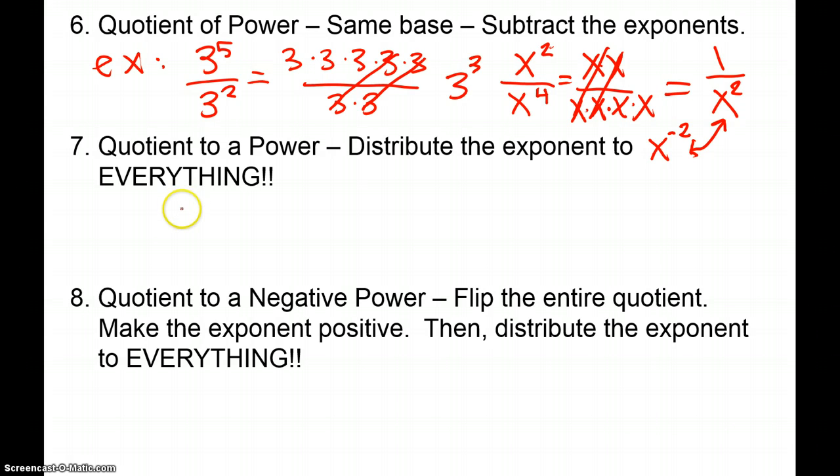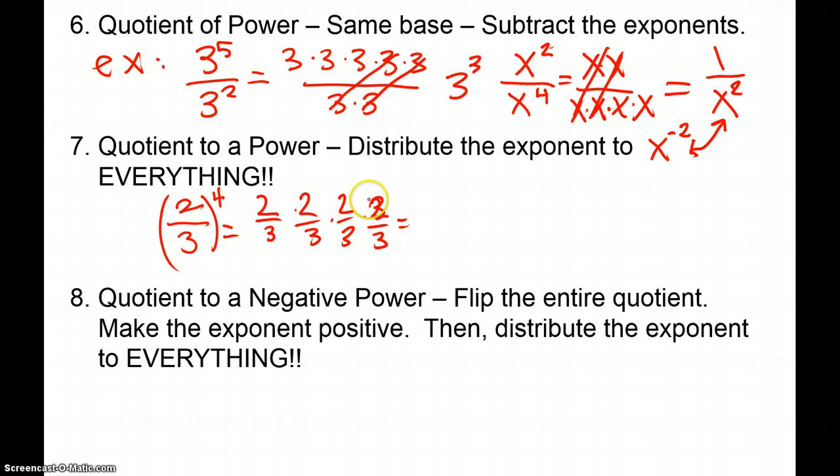So if I have something like this, 2/3 to the 4th, again, you know what the rule is, but if you can't remember, just write it out. This is 2/3 times 2/3 times 2/3 times 2/3, which means if I mush all those together, I have 4 2's and I have 4 3's.